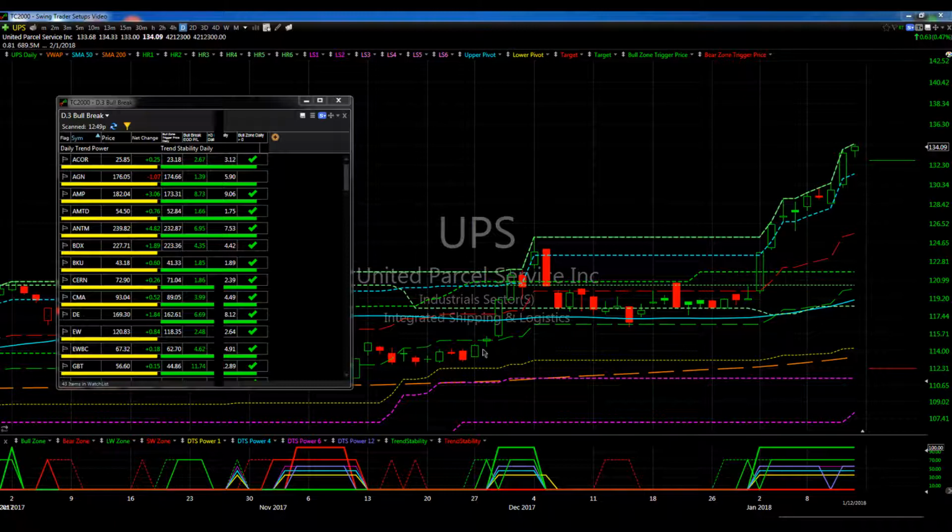So we broke from here and we've continued up 9 days now, for a total of a $14 move. Again, the weekly came in the same day as a weekly bull zone breakout. So the daily can give you a few day move. Maybe you got in this and you made a couple of days move for $5 or $6. Decide to get out here.